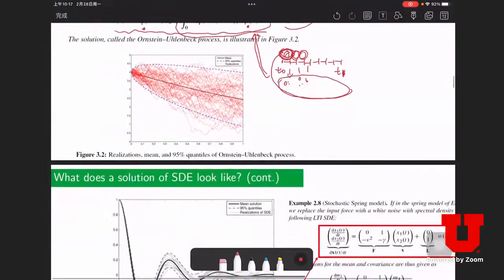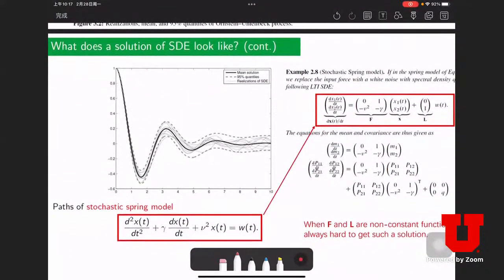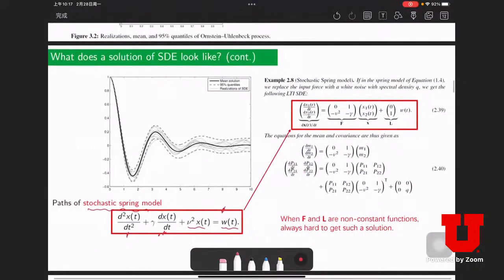Another example I want to show you is about the moments of the SDE. Here we start from the second order stochastic spring model. On the left-hand side is a second order derivative, a first order derivative, and some given functions. And W here, of course, is still random noise. With some variable transformation, we can turn this second order equation into a vector-wise first order SDE. The formulation is to let x1 equal x, and x2 equal dx/dt. When you use this variable transformation, you go from the second order equation to a vector-wise first order SDE.